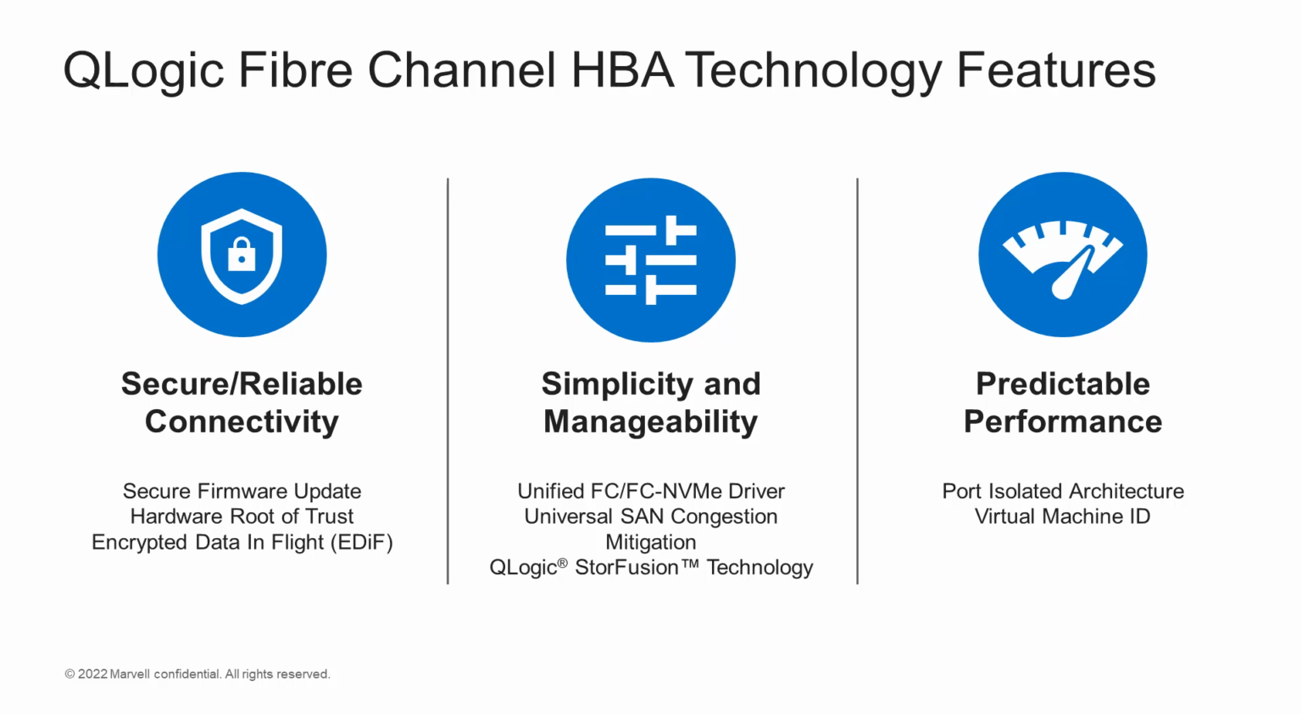To deliver predictable performance, QLogic HBAs from Marvell are designed using port isolation architecture. This means each port on the adapter has a dedicated processor, memory, and firmware resources, ensuring issues on one port can't impact the performance on the other. QLogic HBAs also support virtual machine ID that allows SAN administrators to identify SAN traffic generated at the virtual machine level. This enables them to establish optimal data paths for different workloads and ensure consistent performance to meet SLA requirements. Let's take a closer look at how each of these differentiators can benefit your clients.